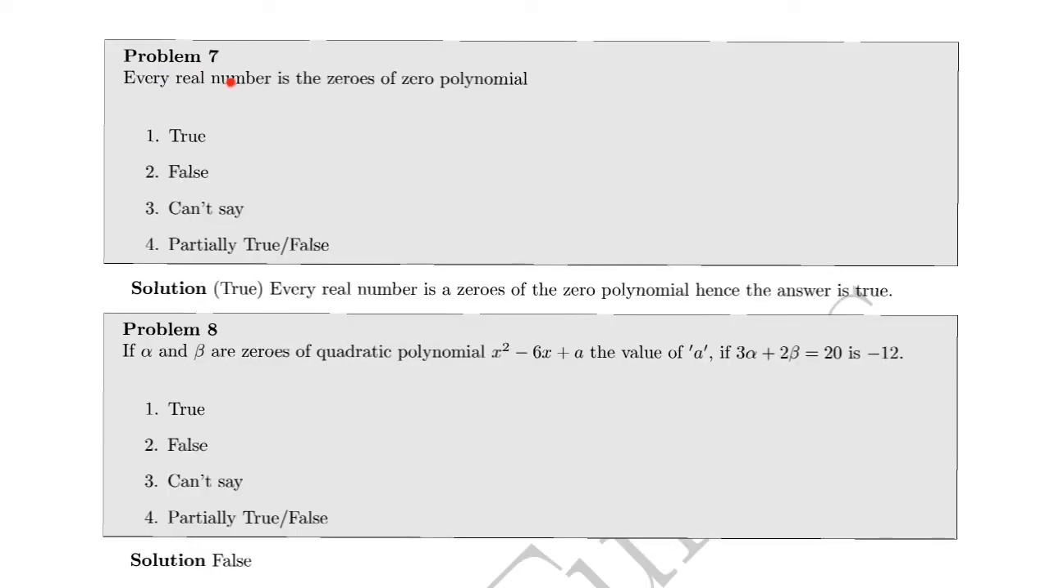Problem number 7 says every real number is a zero of a zero polynomial. Then what is a zero polynomial? Zero is a zero polynomial. In a zero polynomial, if we put any value, we will get 0. Any value you can think of, if you put it in that polynomial, you will get 0. So that's true. If you put any real number in a zero polynomial, we will get 0. Every real number is a zero of the zero polynomial, hence the answer is true.